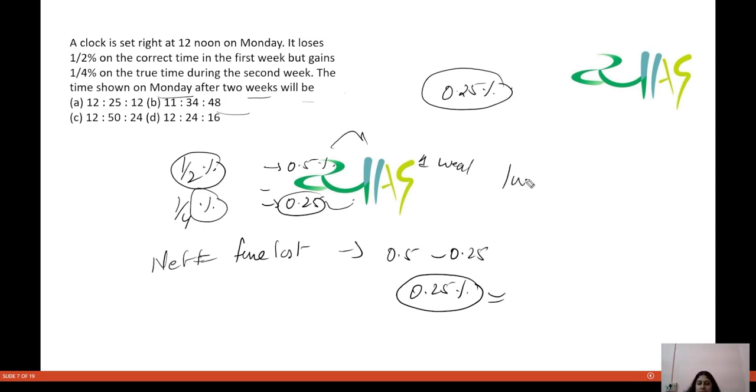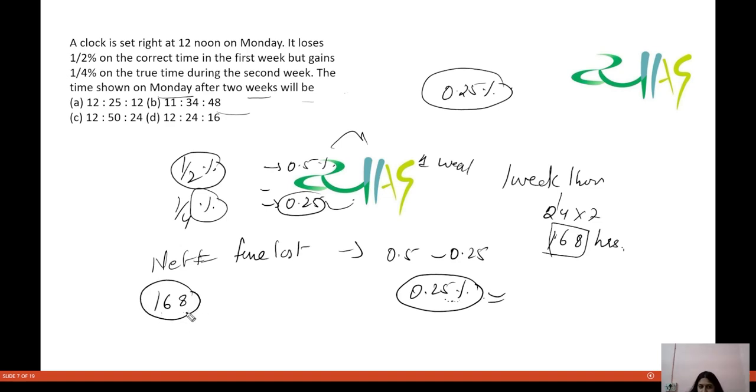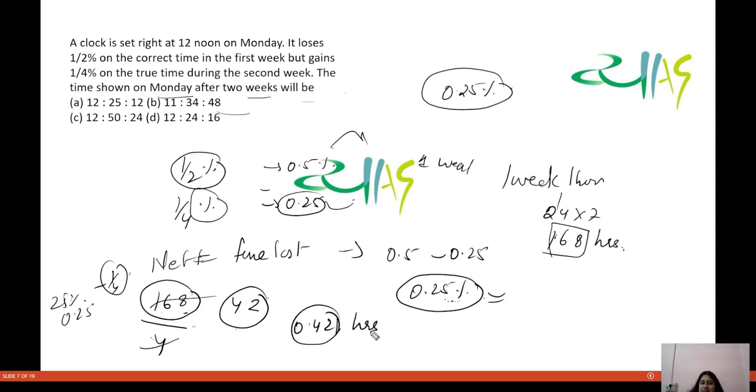So in 1 week, how many hours are there? You have 24 into 7, that is 168 hours, and you are losing 0.25%. So what is 25% of this? 168 divided by 4, because 25% is 1 by 4. So 25% of this will be 42. Now what is 0.25% of this? 0.42. So basically 0.42 hours are lost.